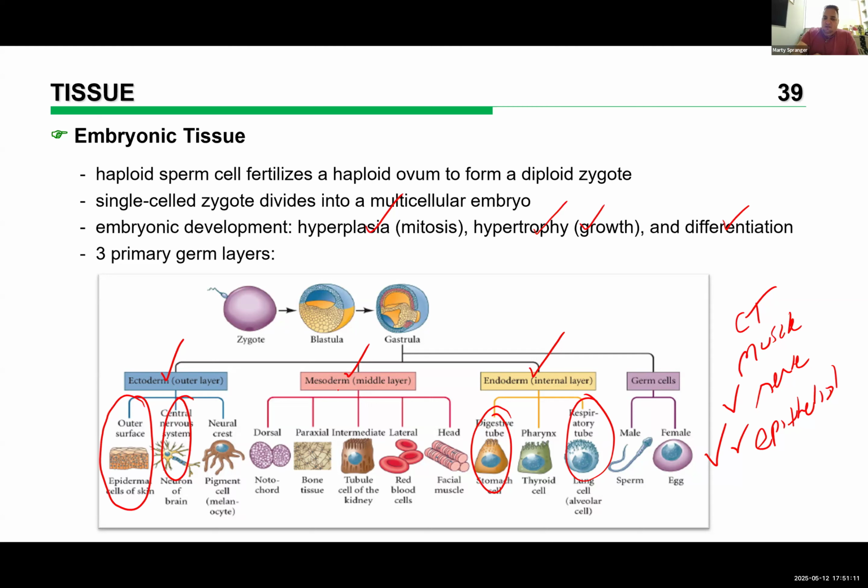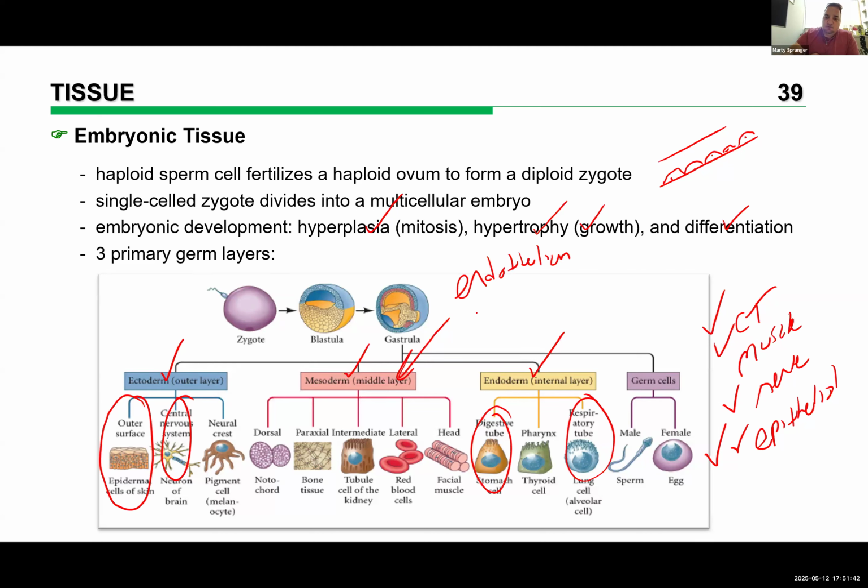And then the mesoderm gives rise to everything in the middle, which is connective tissue and muscle. So all the connective tissue of the human body and muscle come from mesoderm. Now there's two caveats here. You would think that the internal lining of a blood vessel, which is called endothelium, you would think that is coming from endoderm. Actually comes from mesoderm. So endothelium comes from mesoderm.